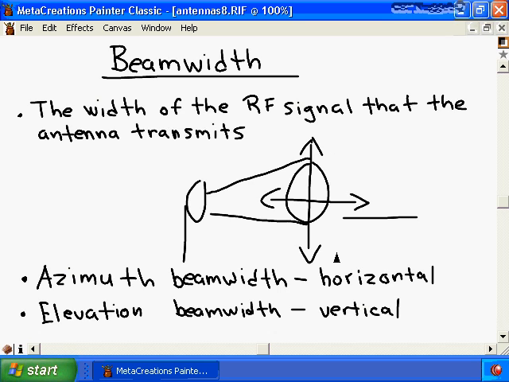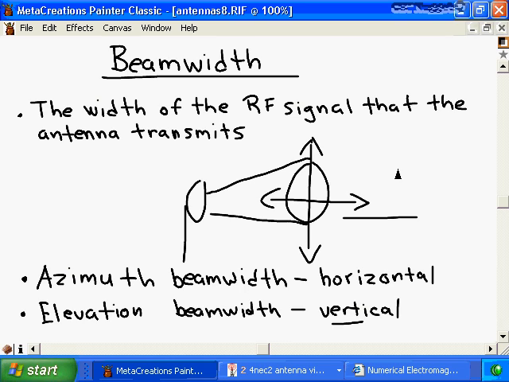And there are specific words for these two planes here. The azimuth beam width is the pattern of the radio signal that is on the horizontal plane. In contrast, the elevation beam width is the pattern of the radio signal that is on the vertical plane. And these beam widths on the horizontal and vertical planes are expressed in degrees. So, for example, if you were to purchase a 2.4 gigahertz Yagi antenna, the beam width of that antenna might be an azimuth of 55 degrees with an elevation of 40 degrees.